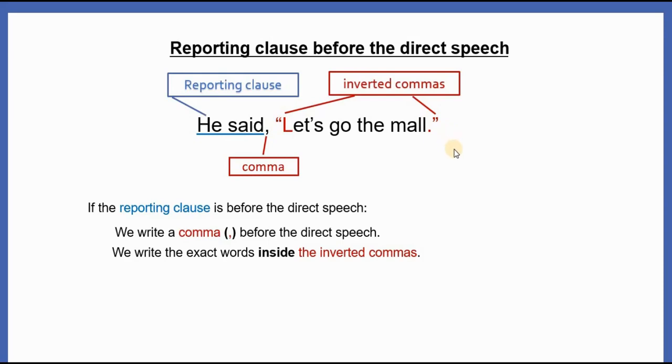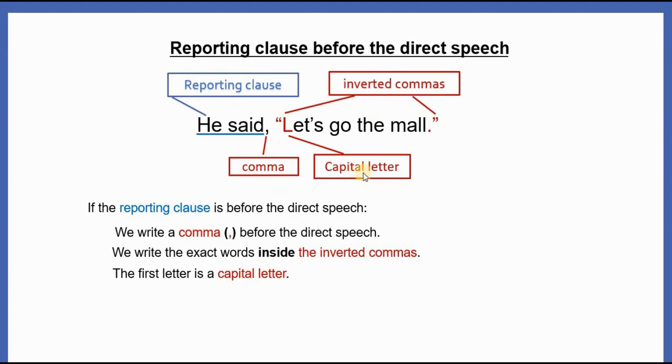And we write the exact words inside the inverted commas. And also, the first letter is a capital letter. So, it's a big letter L. Capital letter L. So, the L here is a capital letter. And finally, we write a full stop before the closing inverted commas.